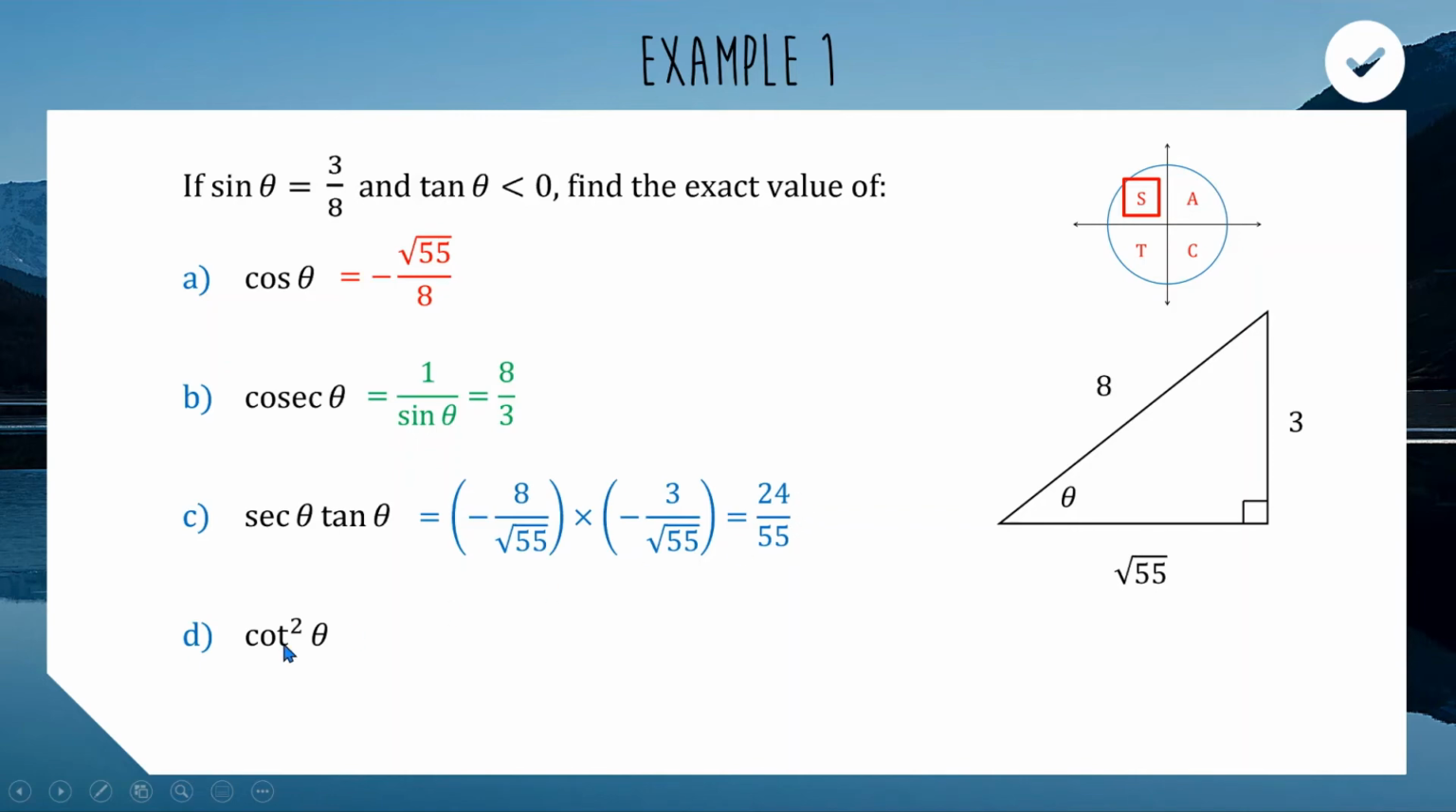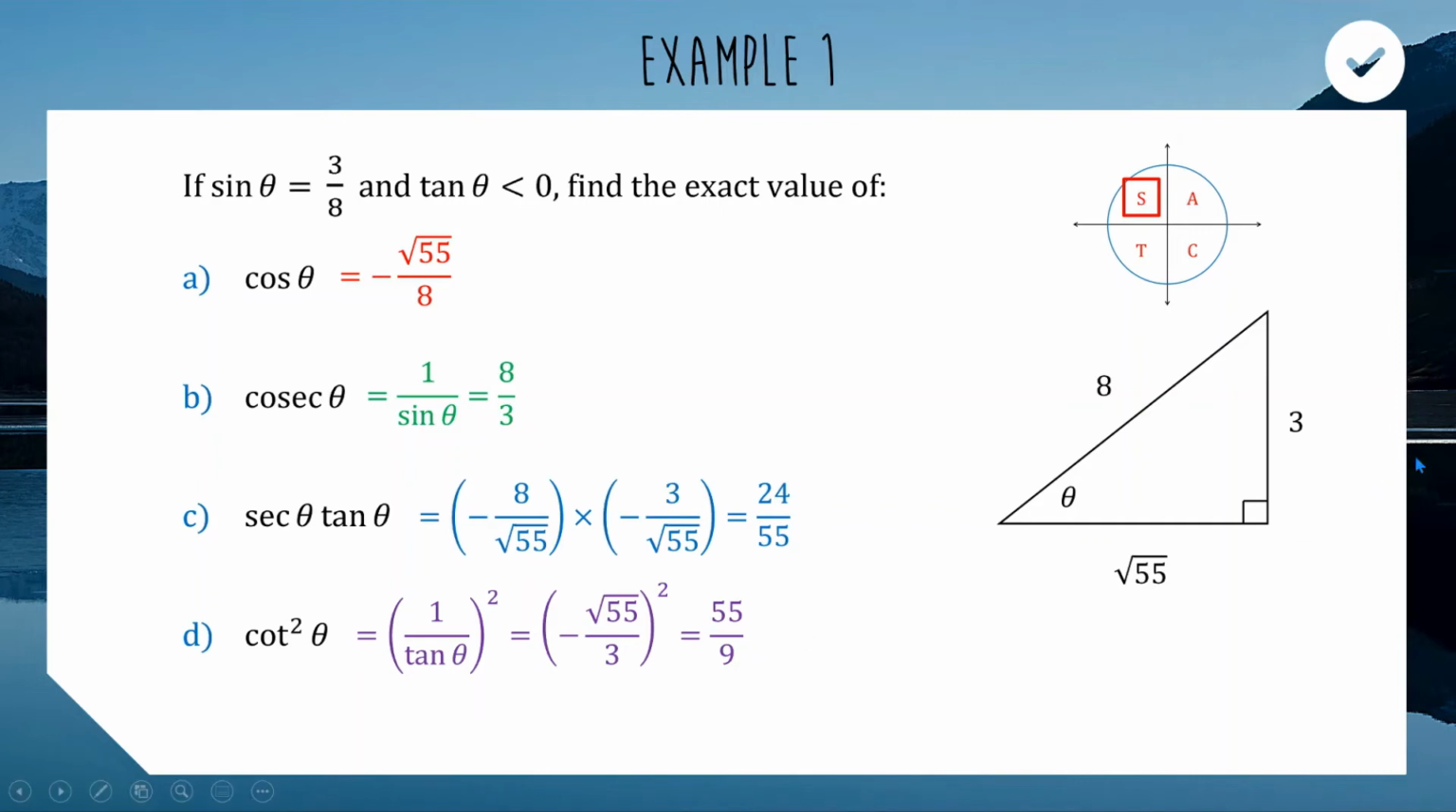Okay, for D, we have cot squared. So third letter of cot is T, which means cot is tan flipped upside down. And then we're going to square it. So cot squared means cot times cot, basically. All right, so tan was just here. It was our minus 3 over root 55. So we're going to flip that upside down and put the root 55 on top and the 3 on the bottom. And then we're going to square it. Squaring a negative gets you a positive answer. So we're going to get 55 over 9 as our final answer for cot squared.